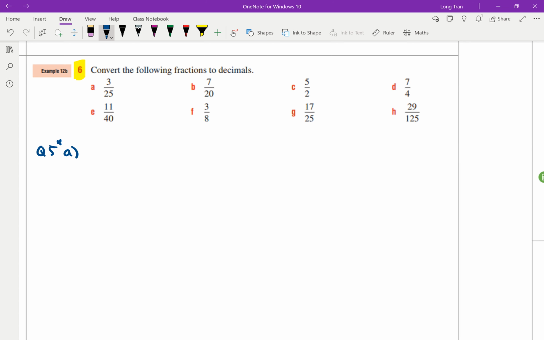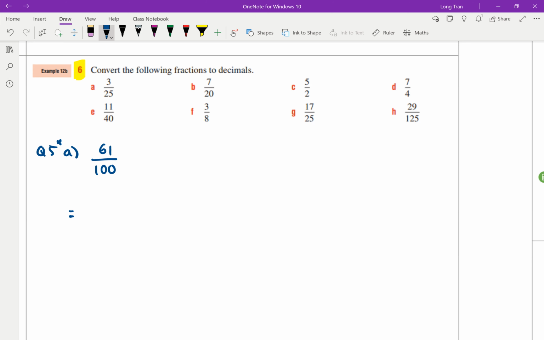Question 5a, say I gave you 61 over 100. That's a fraction. And say I want to convert this to a decimal. Again, this technique is literally all about reading. So the theory that I teach you is straightforward. It's how you deliver it.